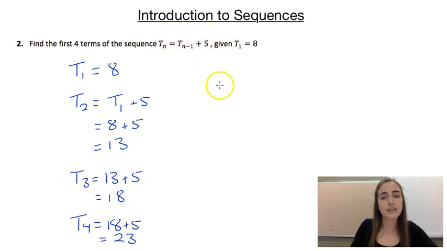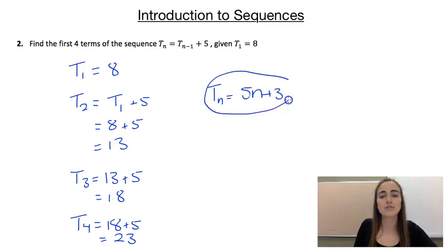So this rule here would be the same as if we had Tn is equal to 5n plus 3. So we can double check that. If we had a 2 here, we'd have 10 plus 3 to give us 13. If we had a 3, we'd have 15 plus 3 to give us 18. So these 2 rules mean exactly the same thing.